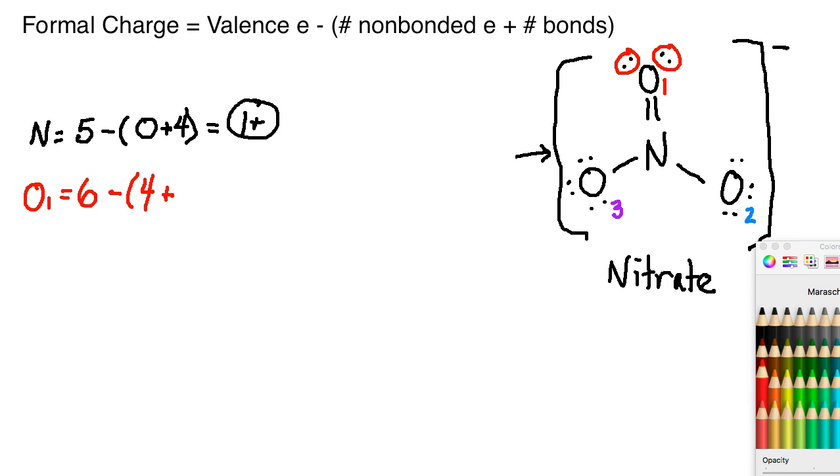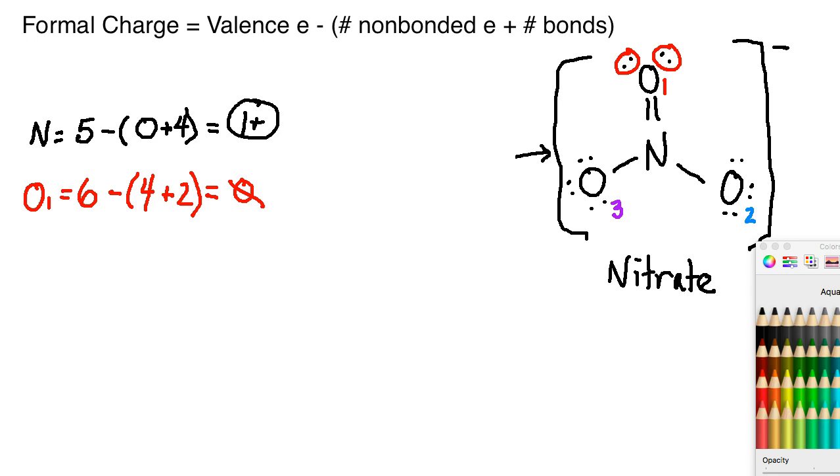Plus, how many bonds does it have? It has 2 bonds, all right? So when I look at this, I would say my 6 minus 6 is going to come out to 0. So there is no formal charge associated with the oxygen at the top there. Again, if you had a different structure, whatever oxygen has the double bond is the oxygen that does not have the formal charge associated with it.